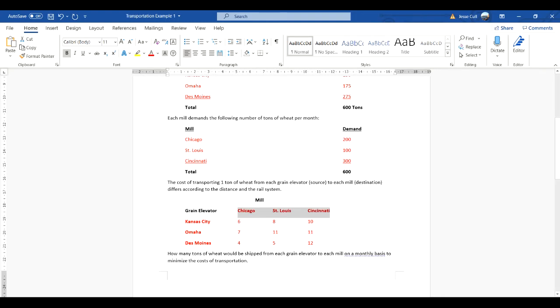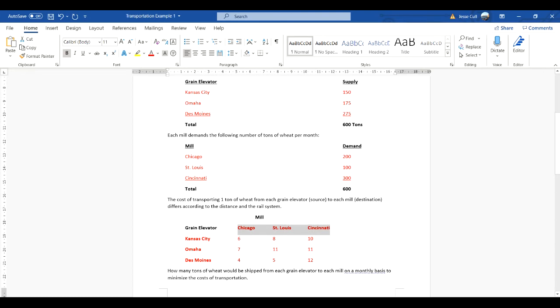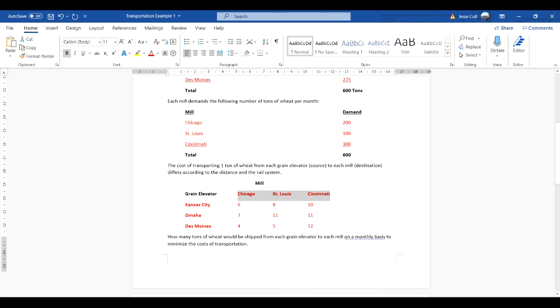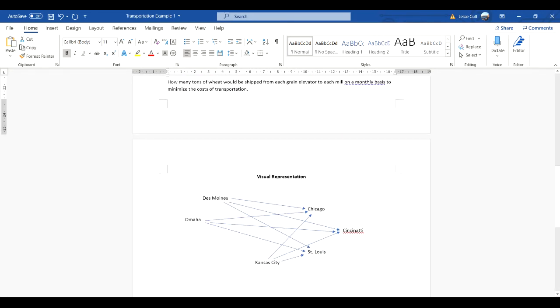So once we have that information, our first step, as always, is to determine our decision variables. Let's look at our graph. 1, 2, 3, 4, 5, 6, 7, 8, 9. We have 9 possible routes. That means we have 9 decision variables. We have 9 shipping possibilities.